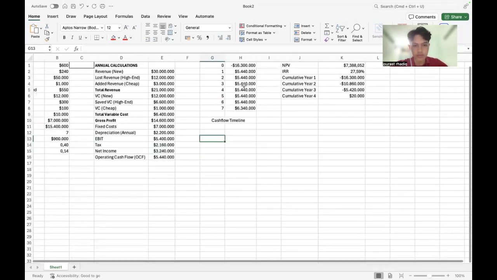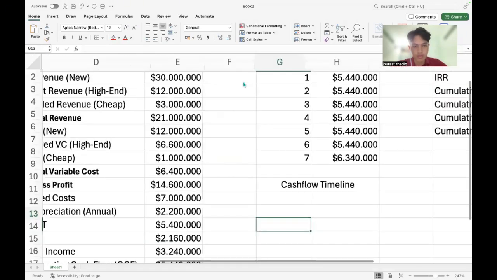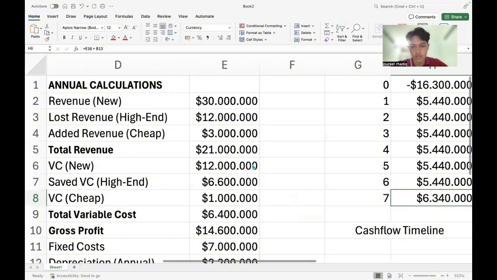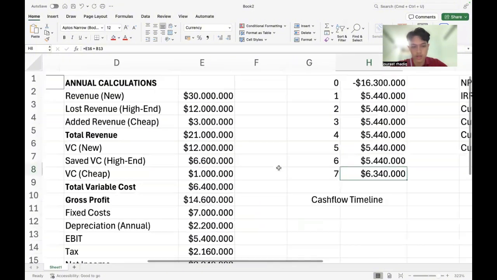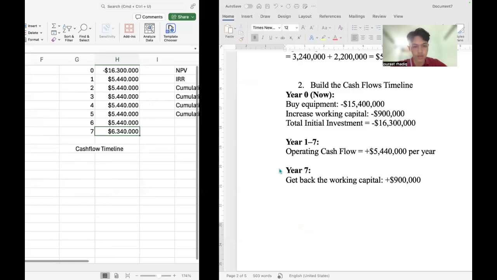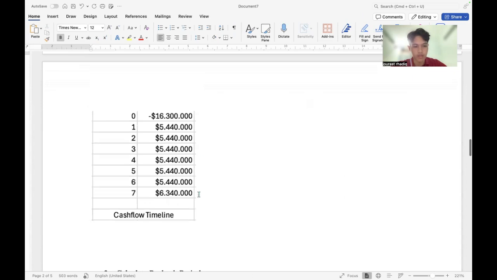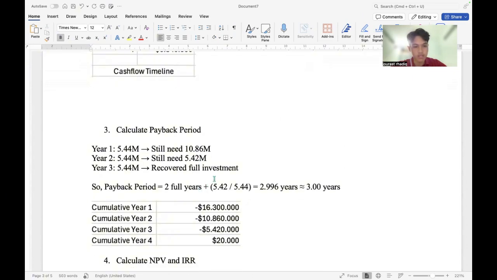For this one, we use just a simple formula, right? Here, here, here, here, here, here. Yeah, just like that. Okay. That's for the cash flow timeline. Here, the same.